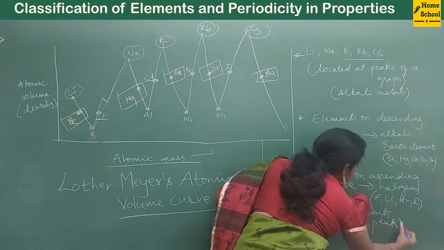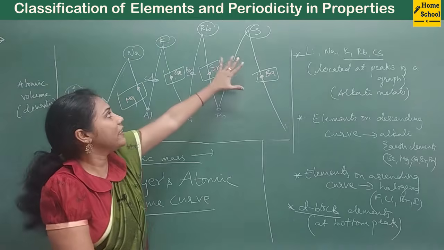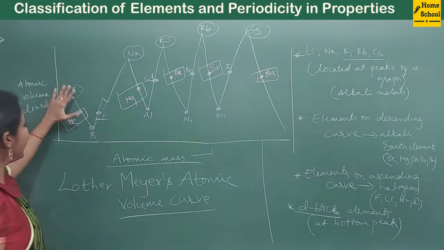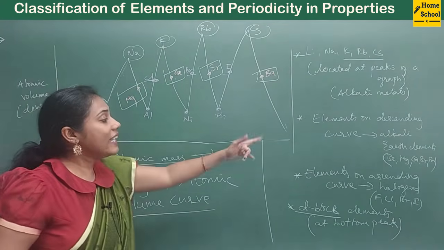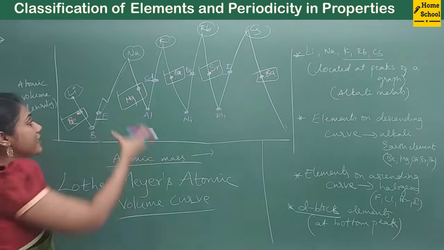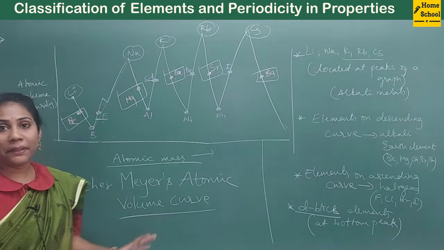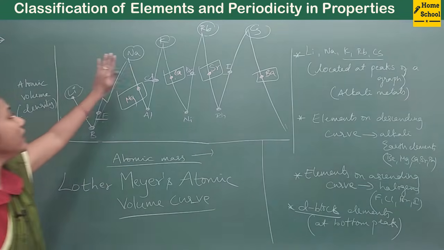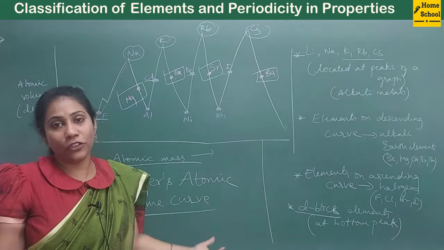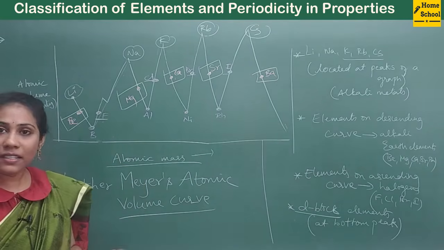What is important to remember is the position of elements. Where are alkali metals located? At the peak. Where are alkaline earth elements located? In the descending curve. Where are halogens located? In the ascending curve. Where are D block elements located in the curve? At the bottom peak. So you have to remember the positions. This is how, based on their common position, he could tell that these elements have common properties. That's how one can come to a conclusion. So that is all about Lothar-Meyer's curve.